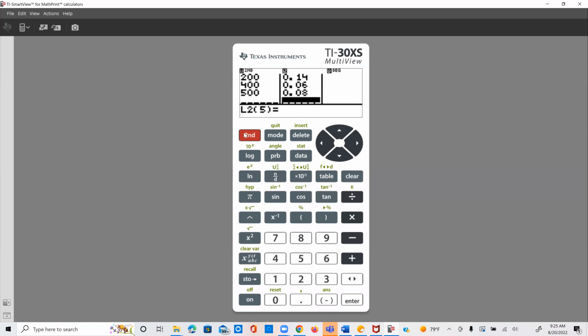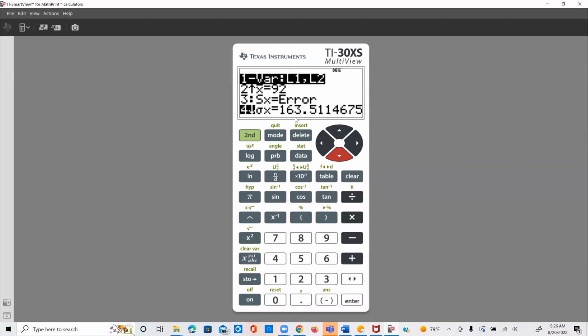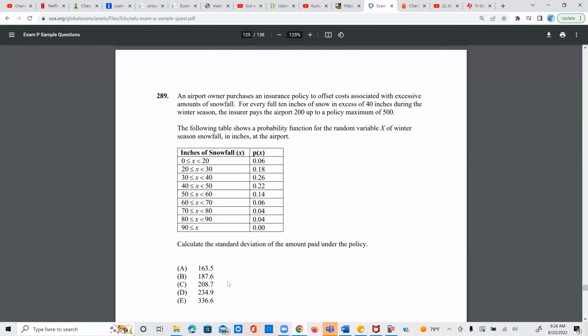And then we do 2nd stat. It's one variable stat. Data is in L1, frequency is in L2. Frequency is the probability in this case. And we are always looking for the population standard deviation. So it comes out to be 163.5. And that is choice A.